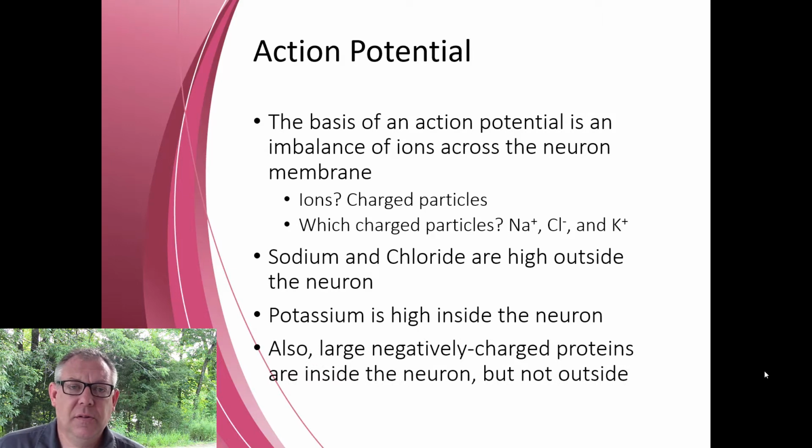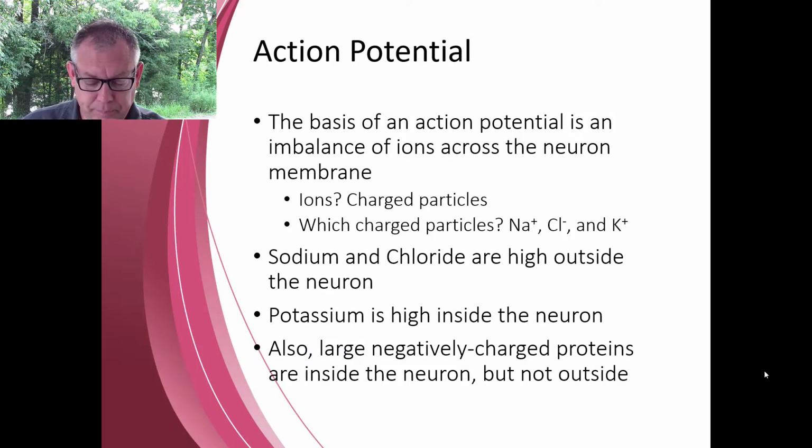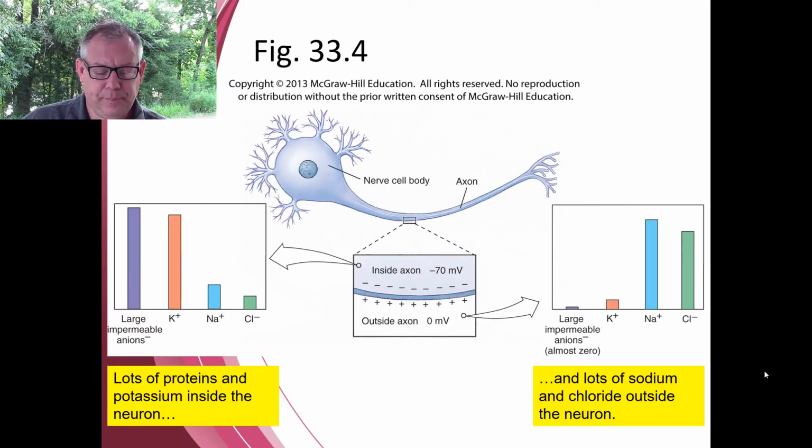You also have something else that plays a part in this: negatively charged proteins. Remember, proteins are big. Potassium, sodium, chloride, these things are all small molecules. We know that proteins are big molecules, and so these proteins don't diffuse out of the neuron because they're so big. In this instance, there are a lot of these that tend to carry a negative charge. And so they're going to be important when we're talking about the charge balance here. Don't forget, there are some negatively charged proteins playing a part, but they're only inside, they're not outside.